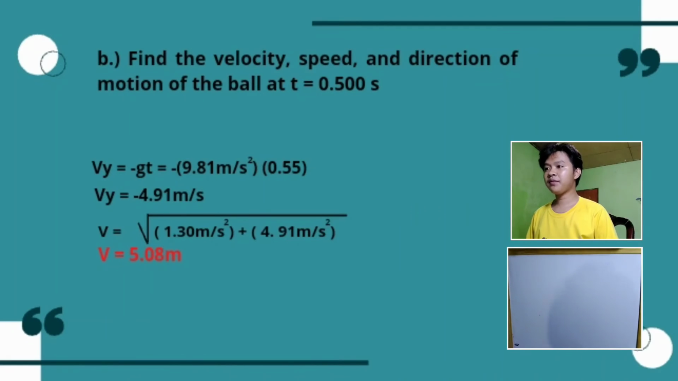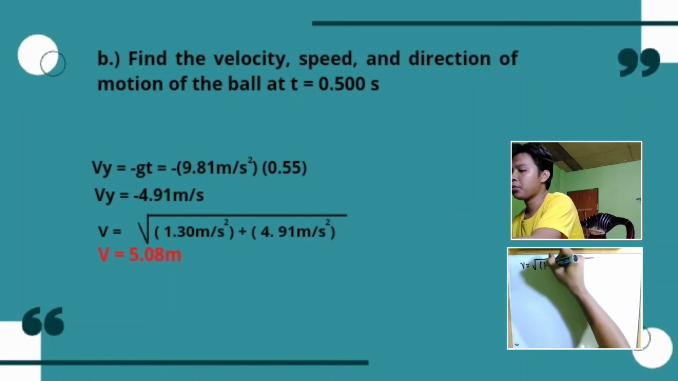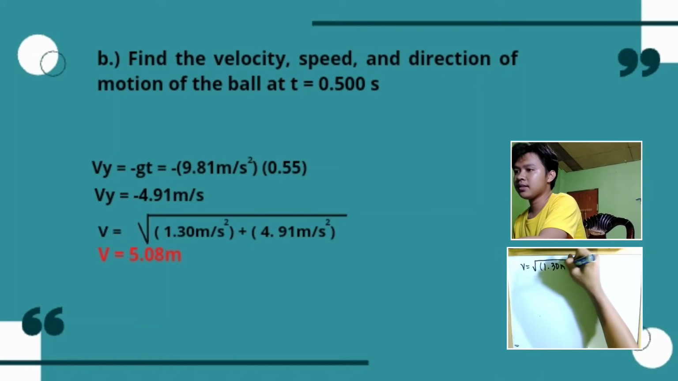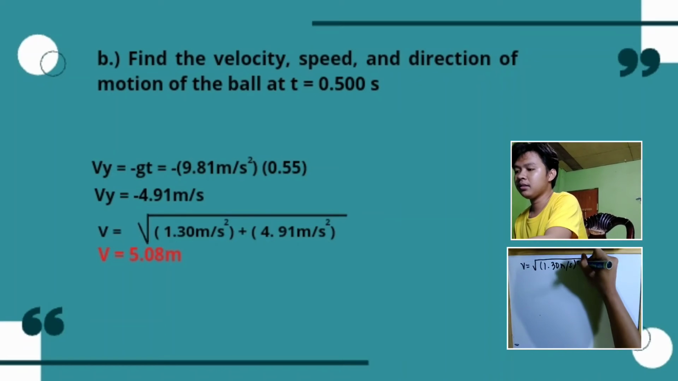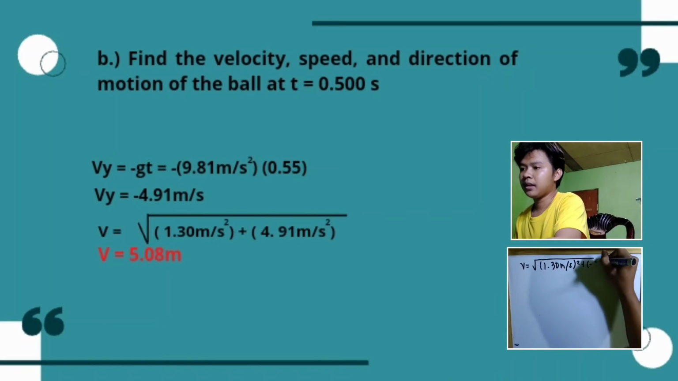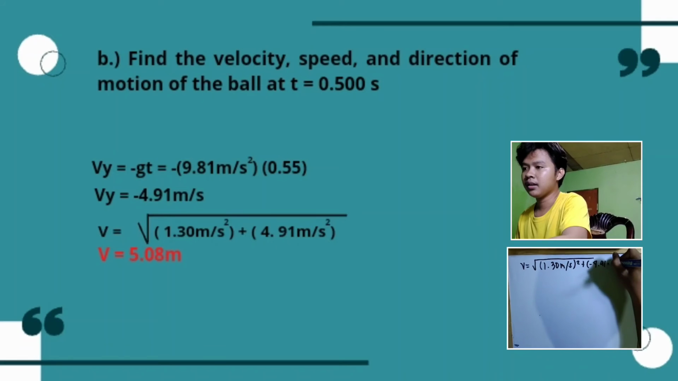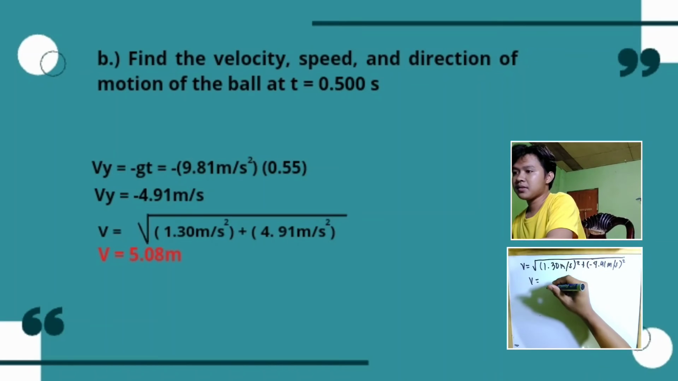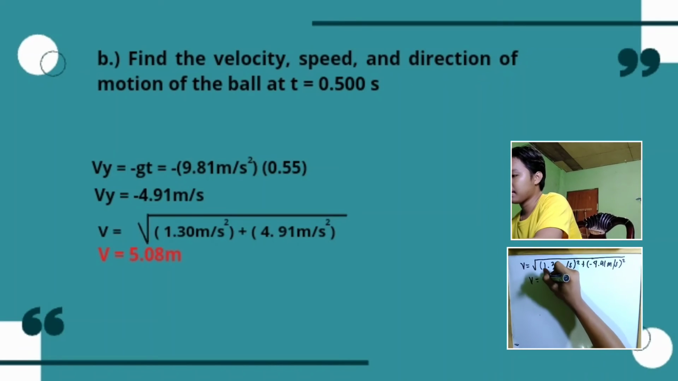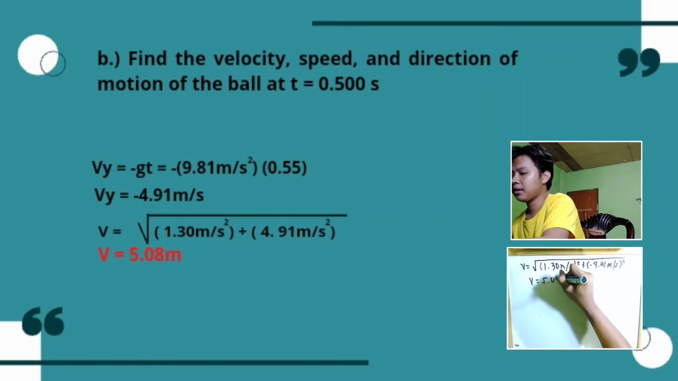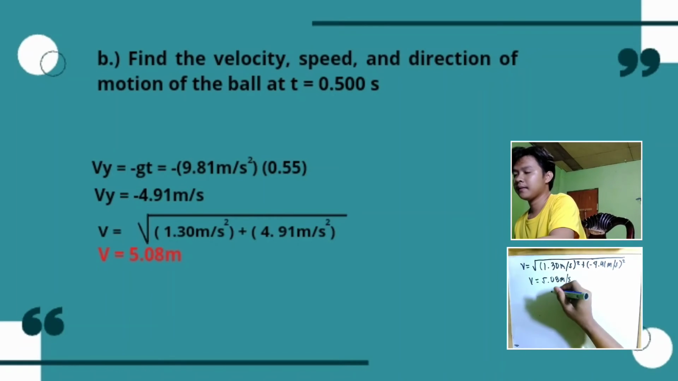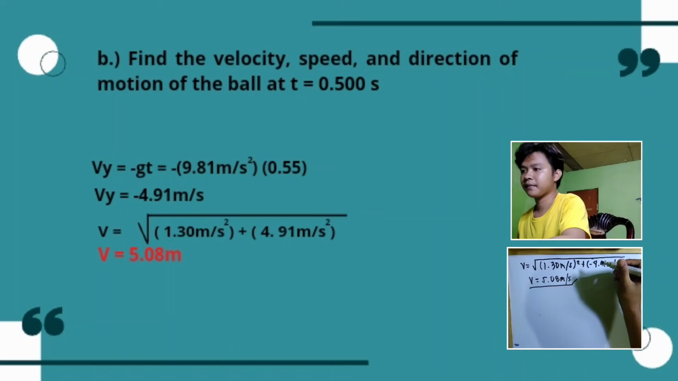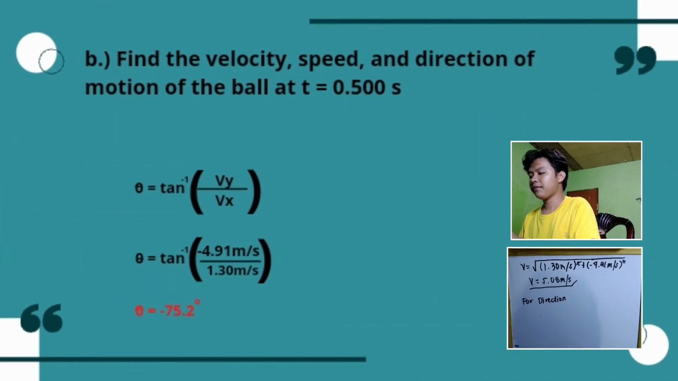So, to solve for the velocity using the Pythagorean theorem, v equals the square root of 1.30 meters per second squared plus negative 4.91 meters per second squared. The answer is 5.08 meters per second. So this is the answer. We cancel squared.